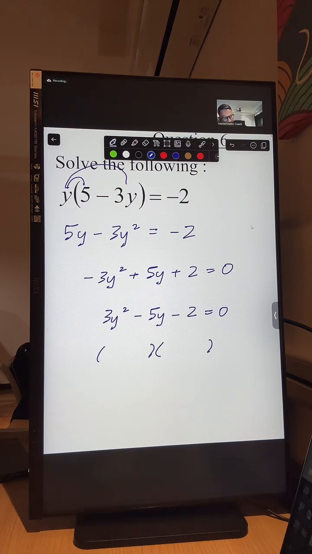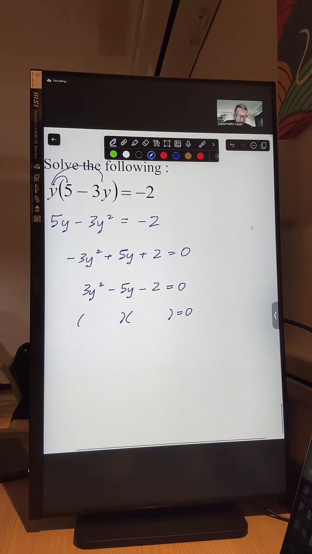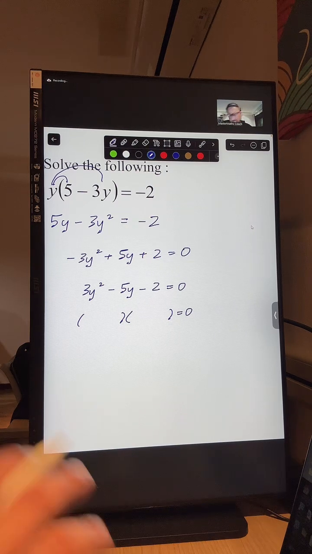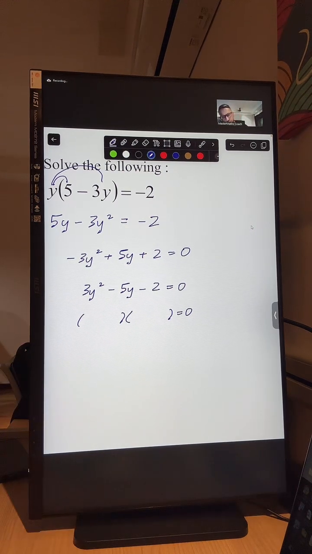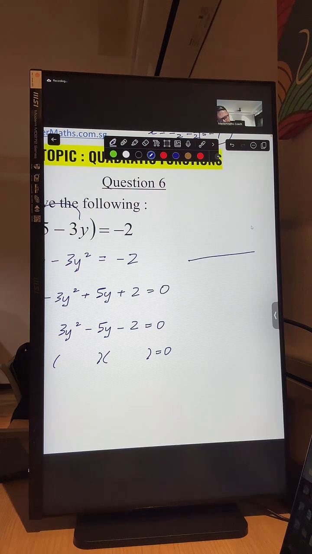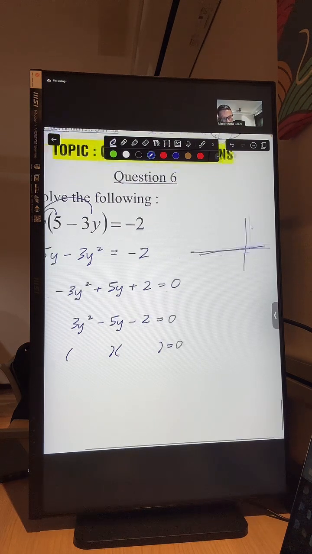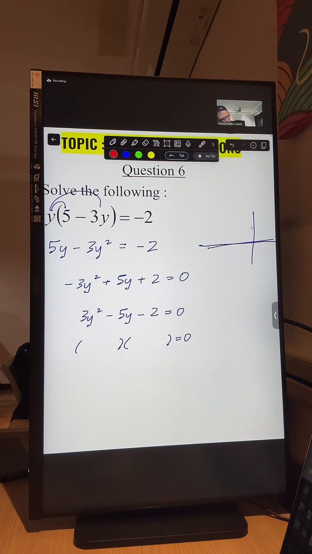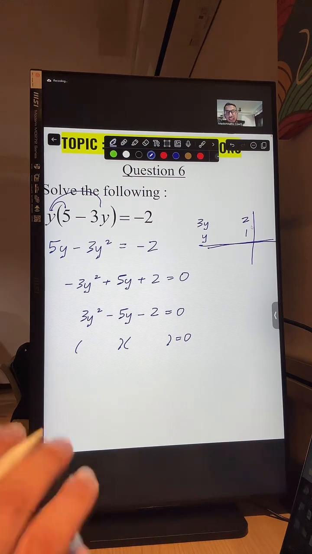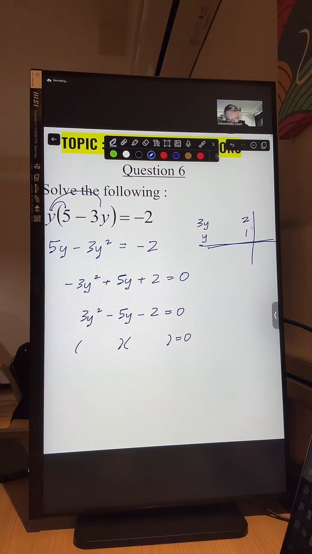So, how do we factorize? In secondary 2, I believe some of you would have been taught this thing called the cross method, the cross factorization method. There's a name for it. So, we have a multiplication frame here. We take the first term and the last term. First term, last term. So we have 3y and y. We have 2 and 1 over here. What are we doing here? We are trying to find the factors of the first term and the last term.